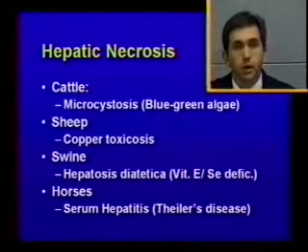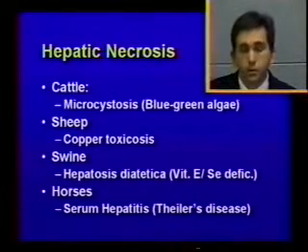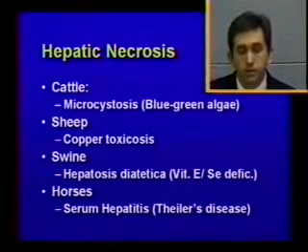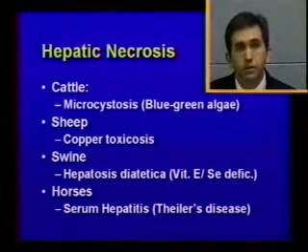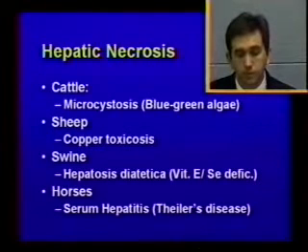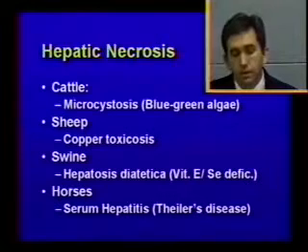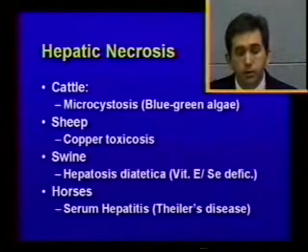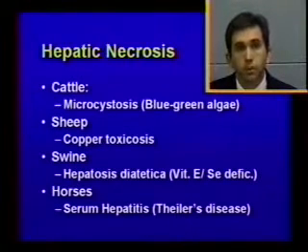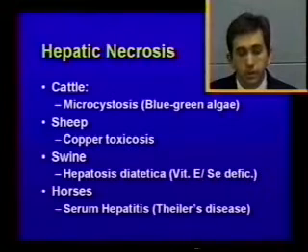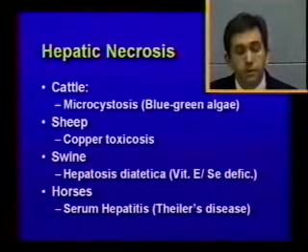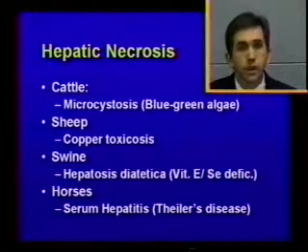Now let's just look at a few other species and review some of the most important hepatotoxins, or those agents that cause hepatic necrosis in these animals. In cattle, the blue-green algae known as microcystis is an important cause of hepatic necrosis. The condition is known as microcystosis, and blue-green algae produces a toxin known as microcystin LR.